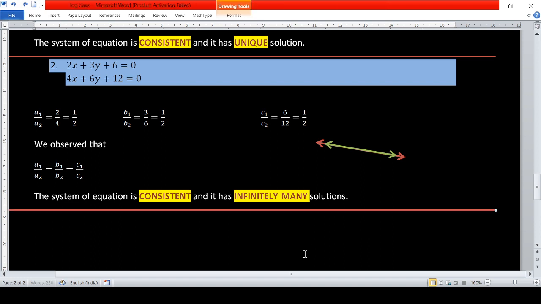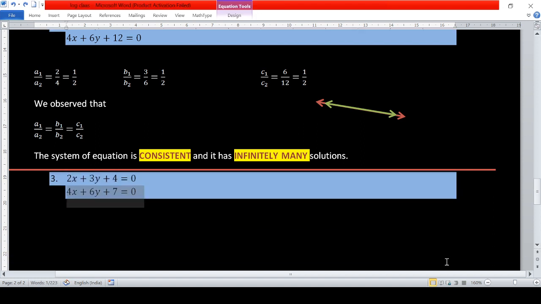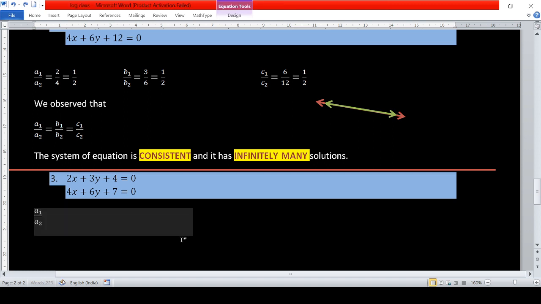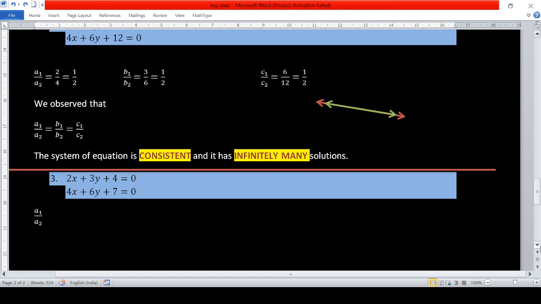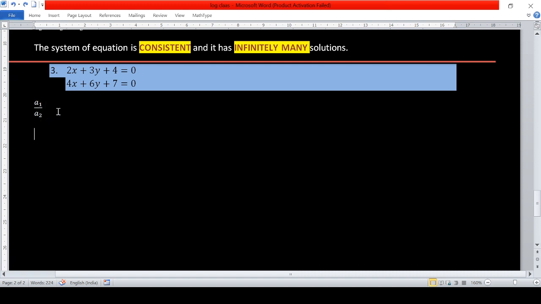So we'll go to the third and last case: 2x + 3y + 4 = 0 and 4x + 6y + 7 = 0. I'm going to consider this as the system of equations for the next example. As usual, we are going to find the three ratios a1 by a2, b1 by b2, c1 by c2. First a1 by a2: 2 by 4 is 1 by 2. Next b1 by b2: 3 by 6 is equal to 1 by 2. And the last one, c1 by c2, is 4 by 7.